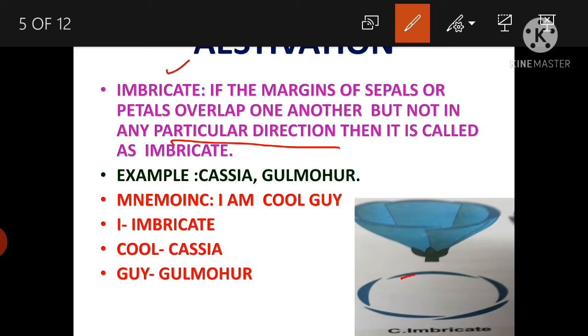You can see here this is one petal, or it can be a sepal. It is overlapped by the two lateral ones, and those two lateral ones are again overlapped by the other ones. So there is no particular direction, and that type of aestivation we call imbricate. An example for this is Cassia and Gulmohar. The trick to remember this is: I am a cool guy. I stands for imbricate, C, cool, stands for Cassia, and G, guy, stands for Gulmohar.